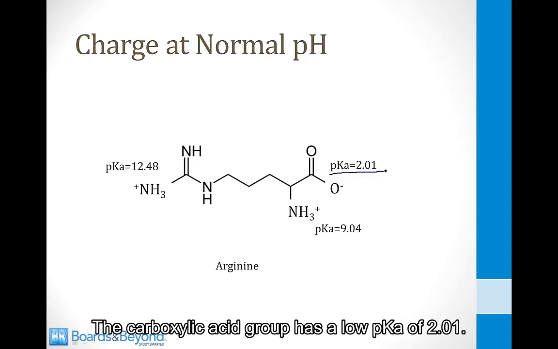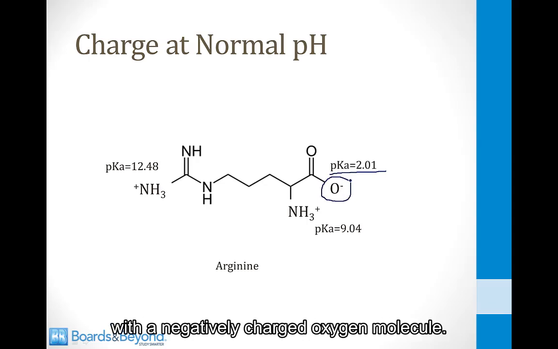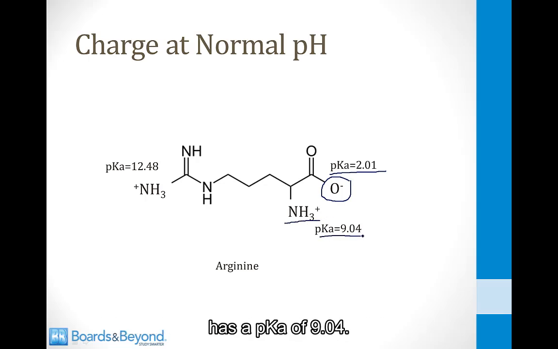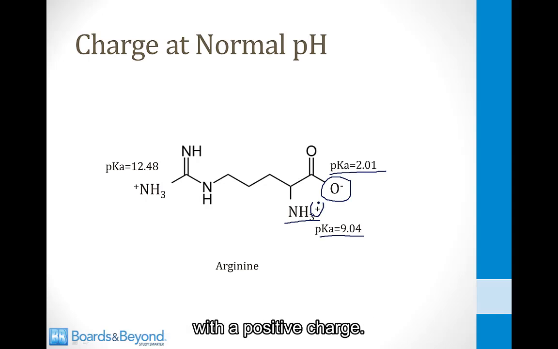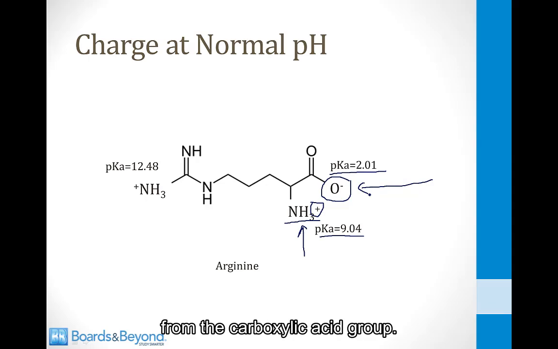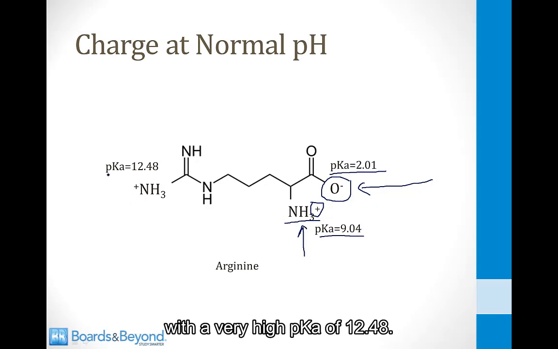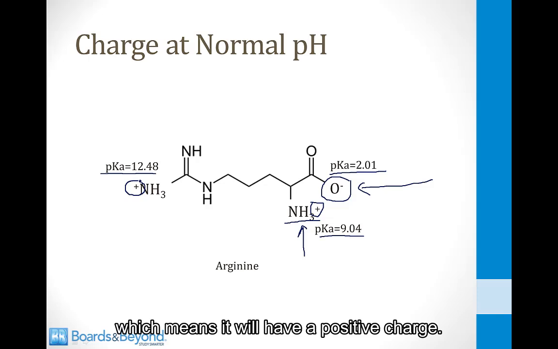The carboxylic acid group has a low pKa of 2.01, so at plasma pH you are most likely to find this unprotonated with a negatively charged oxygen molecule. The amine group attached to the alpha carbon has a pKa of 9.04, so at plasma pH this is most likely to be protonated with a positive charge, and the positive charge from this amine group will cancel out the negative charge from the carboxylic acid group. However, the side chain also has an amine group with a very high pKa of 12.48. At plasma pH, you are most likely to find this protonated, which means it will have a positive charge.